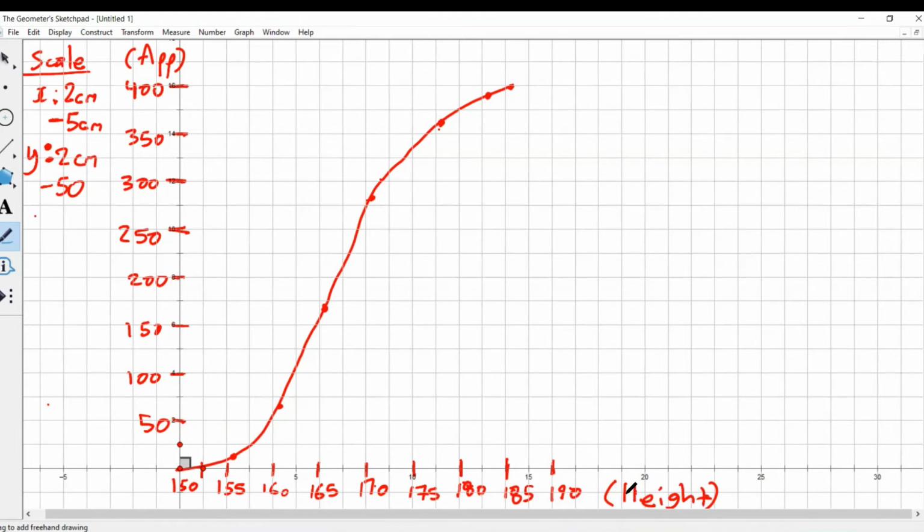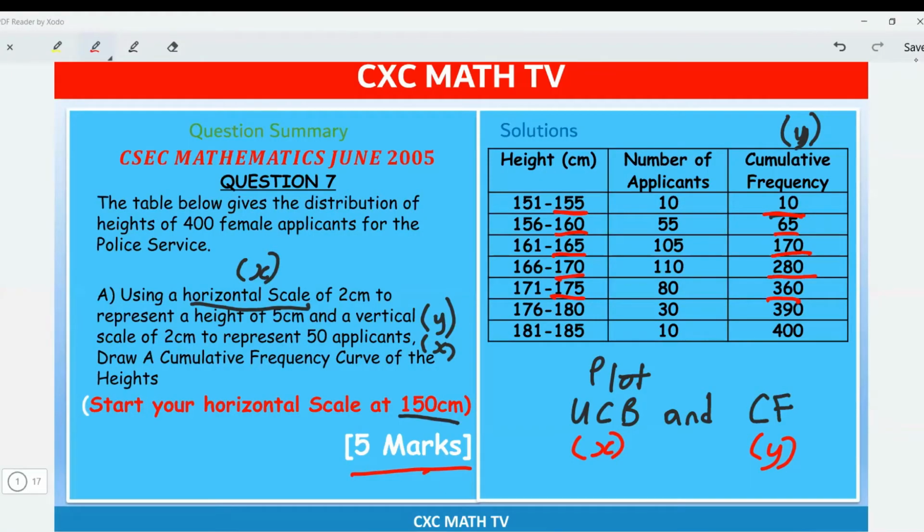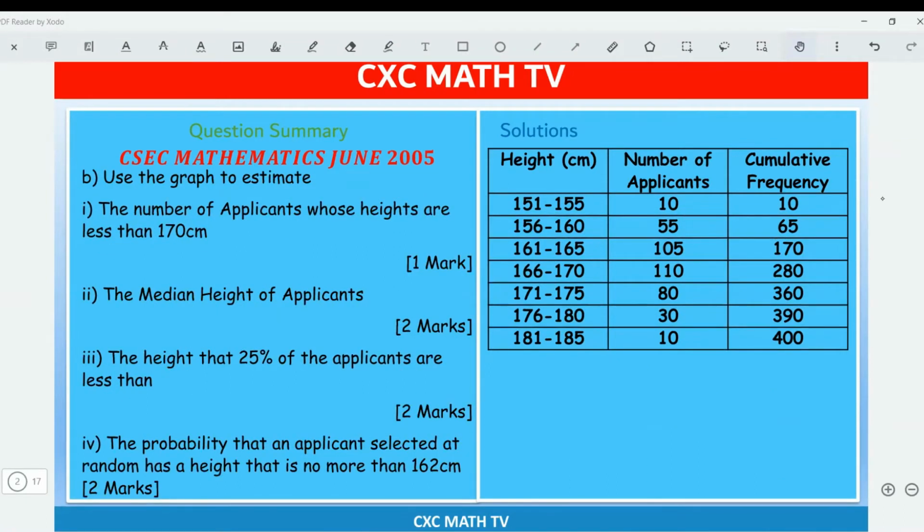Now we're on to the easy part of the question, which is using our cumulative frequency graph to answer the rest of the questions. We finished the harder part, which is the graph. It says, using your graph, estimate the number of applicants whose height is less than 170 centimeters. Please don't go over here and add up the number of applicants for persons less than 170. Don't do that. They want you to use a graph.